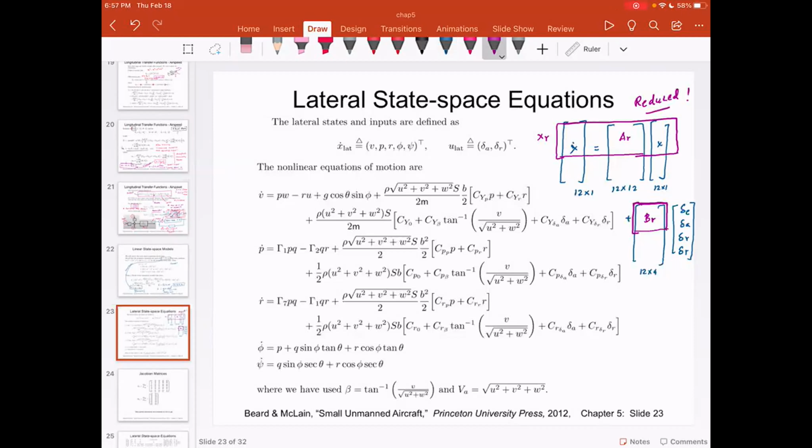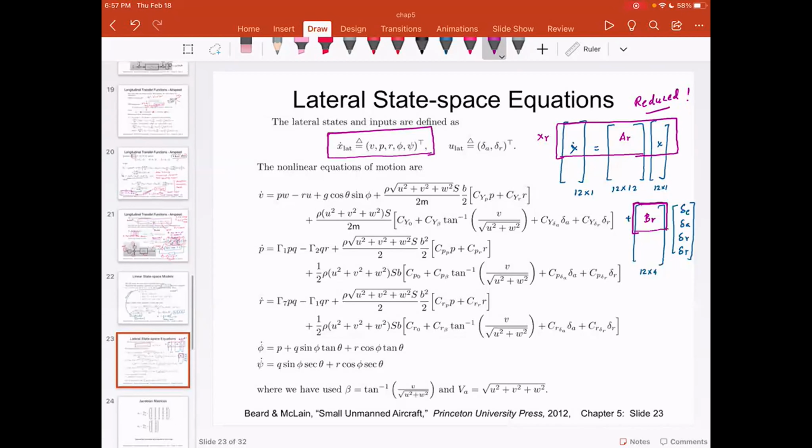So let's start with the lateral. If you look at the lateral states, they are defined over here. These are the states that govern the lateral dynamics. And please understand, these are the exact same states that we used when we derived the state space model. And the control surfaces for the lateral states are the aileron and the rudder. So this is aileron, and this is the rudder.